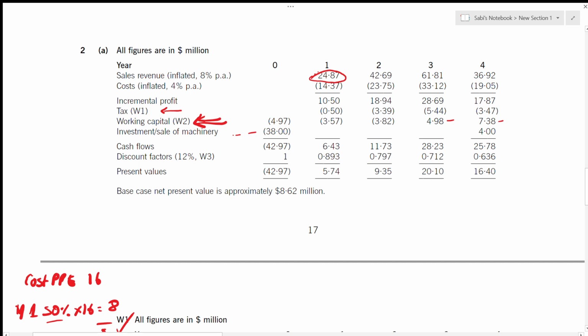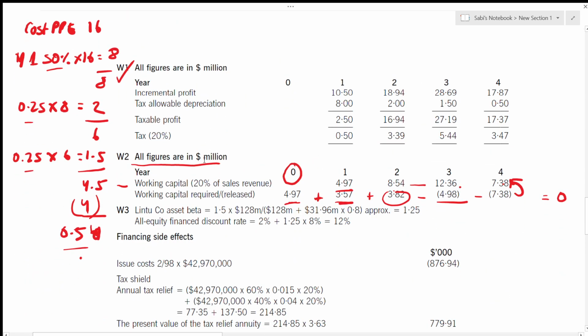Now comes the discount factor. It is 12%. Neither your real cost of capital nor your nominal cost of capital is 12%. They have calculated this discount factor by using the other company which they have been given, right? So let's go to working 3, right? It's just 2 lines. I will make it easy.